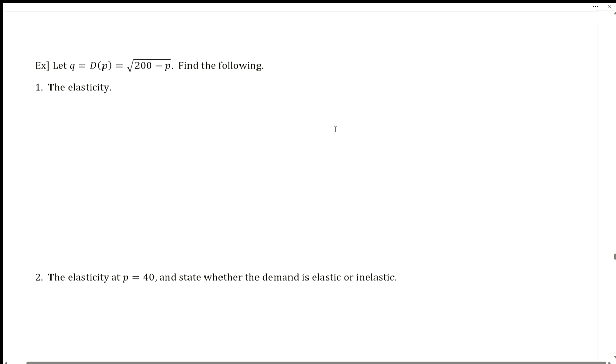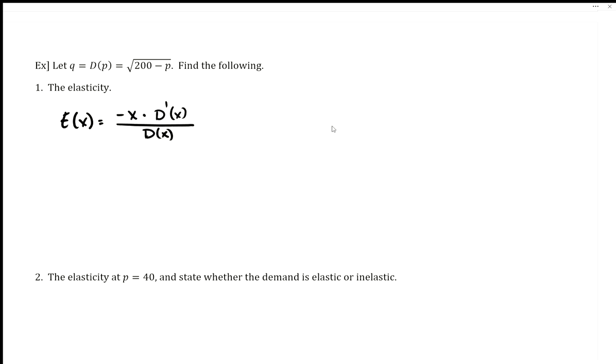Find the following, the elasticity. All right, so the elasticity again is this function where we have negative x times the demand function's derivative over the demand function. But they are using a different letter in this problem. They're using p, so we should do that too. Let's change it. So we'll say E of p is negative p times the derivative of the demand function over the demand function, just with different letters. We're still finding the elasticity, just with different letters.